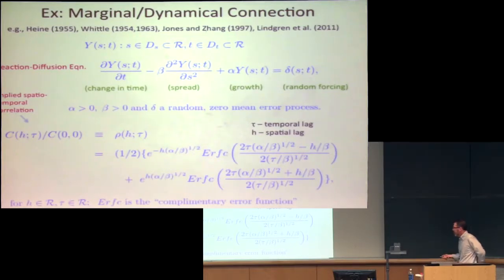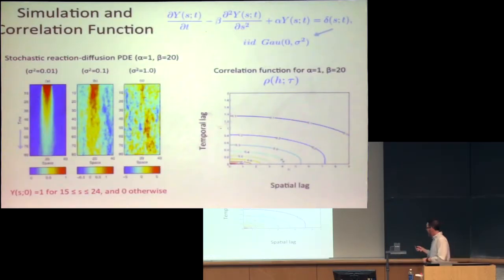And this has nice properties. You get nice decay in space and in time with distance and with time lag. And that's what you would expect to see. And this is showing that. Here's the decay in space and decay in temporal lag. And you can see if you simulate from this, you get properties that you would expect.